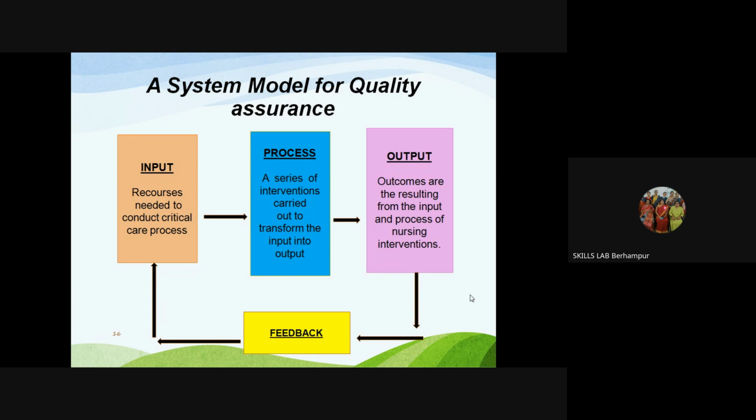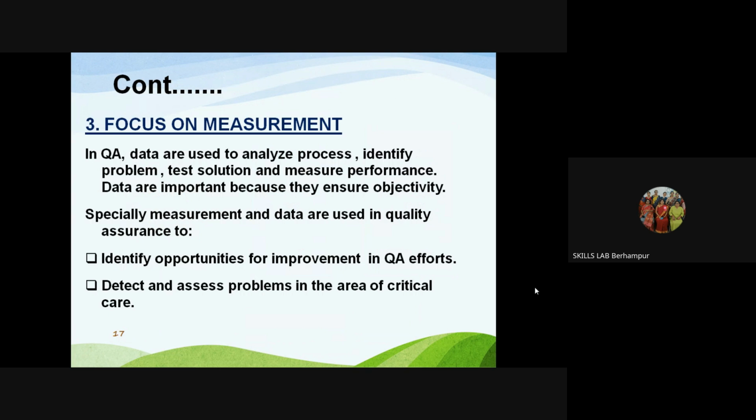If anything is inadequate, then feedback is provided and it starts again from input. Anything added to fill the lacuna or inadequate things goes into input, then again the process, and the output is very good. This is all about the system model for quality assurance.